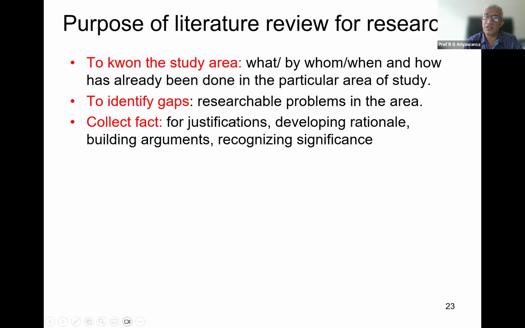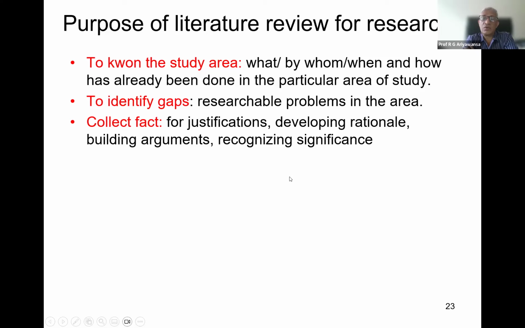That is justification. Simply saying you are going to do research on a particular theme is not justification. If you want to do research on a particular theme, you should show to whom it is interesting, to whom it is beneficial, to whom it is important, why the problem is important. Likewise, you have to justify it. That is called developing a rationale, developing an argument, and recognizing significance, right?